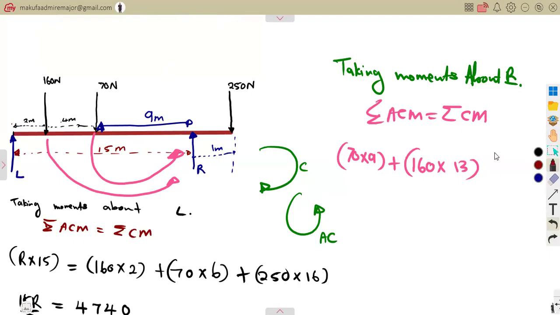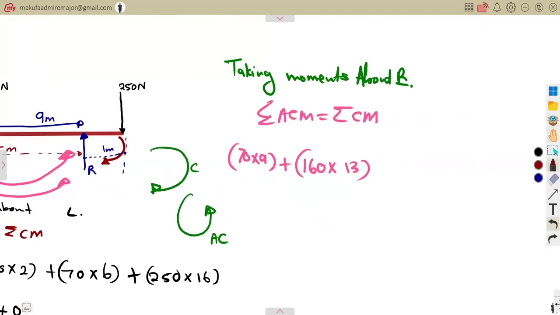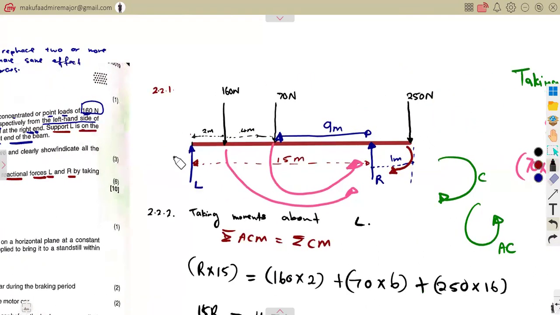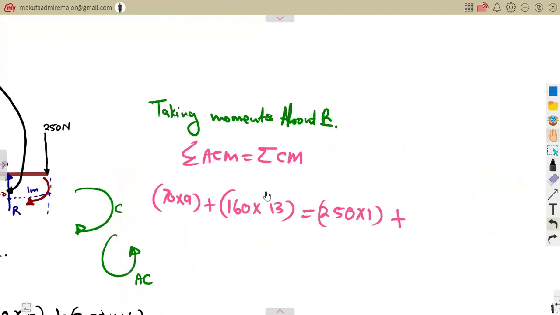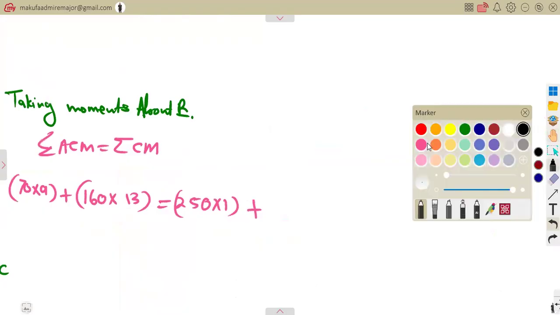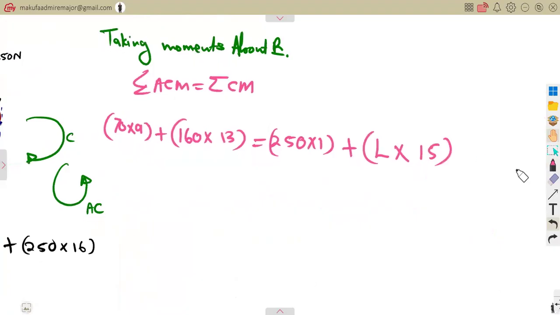What about the clockwise? Remember, we have got 250 back to R, it's clockwise. So that's 250 times 1 meter. We also have this L, which moves in a clockwise direction as it goes to R. So that's L times 15. It's part of the clockwise. So that's it, guys. You have got everything that you need.